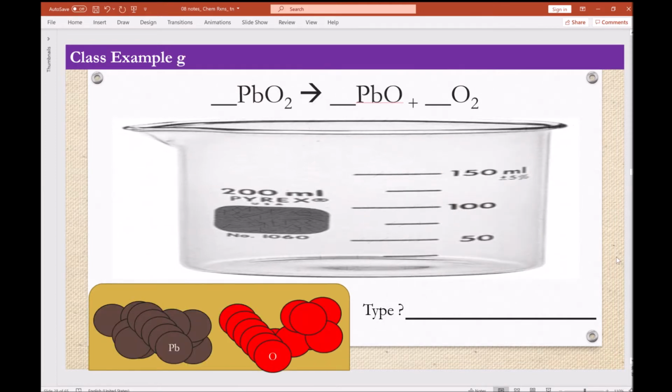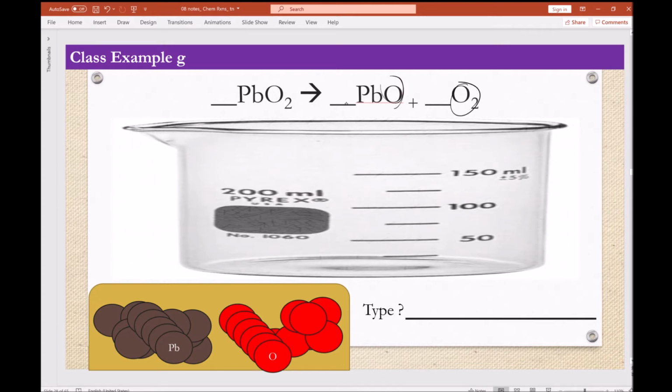It's a good hands-on demonstration. Let's try the next one. Lead oxide yields lead oxide again and oxygen gas. Let's balance this equation. 1 lead, 1 lead, 2 oxygen, 3 oxygen. I have 1 here, 2 here. That's 3 oxygen. What's the common number between 2 and 3? That's going to be 6.